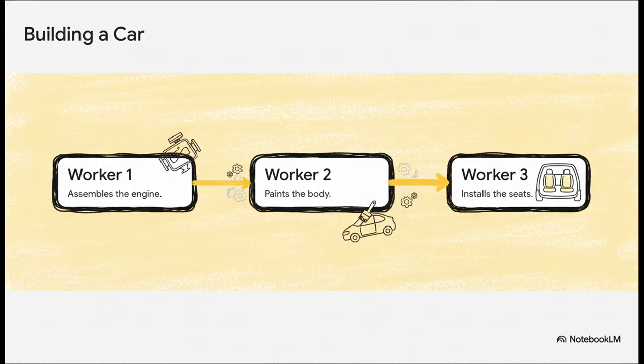The car factory analogy is just perfect for this, right? You'd never have one single worker build a whole car. That would take forever. Instead, you've got a specialist for the engine, another one for painting, and a third team installing the seats. They're all working on the same car, but they're performing totally different, specialized jobs simultaneously. That right there is the soul of task parallelism.